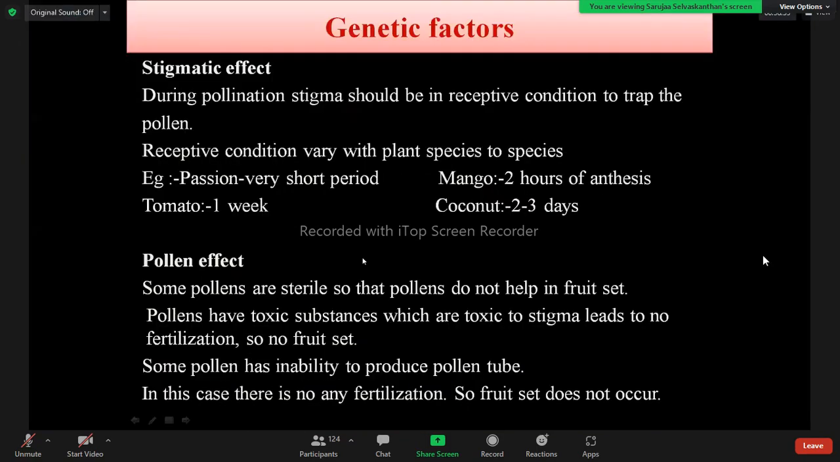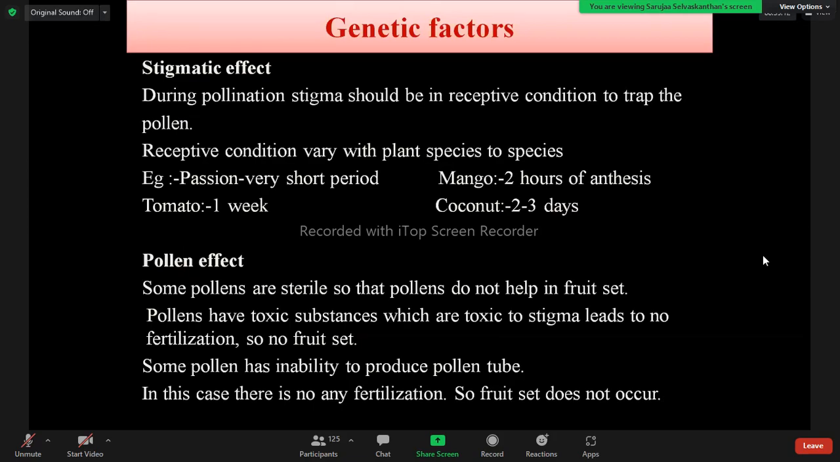Then we are going to study the genetic factors that influence the fruit set. One is the stigmatic effect, the other one is the pollen effect. Stigmatic effect means during pollination, the stigma should be in a receptive condition to attract the pollen. That is obvious, right? Receptive condition may vary from plant species to species.